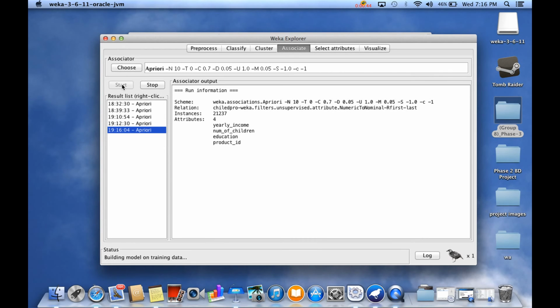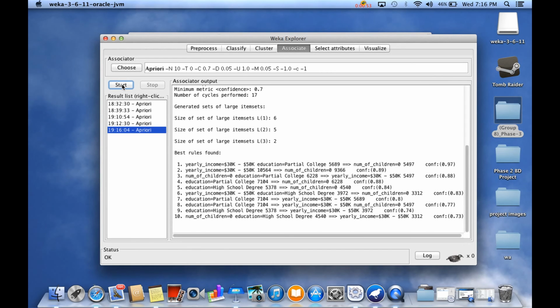Weka is performing the Apriori algorithm, and it is getting loaded. Now there are 10 rules which have been found for this cleansed data and this table. The first rule states that whenever the income of a person is between 30 to 50k dollars, and they have completed partial education, and when they buy product 5689, then they usually have zero children, and they also purchase product 5497.